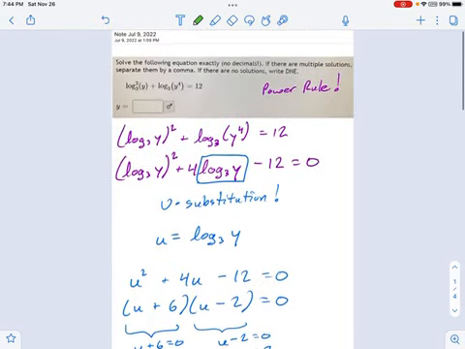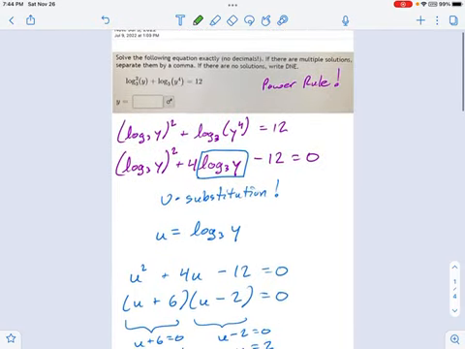The key here is recognizing that this equation we are given is in quadratic form. It's not a quadratic, but it looks like one. So it allows us to do some factoring with u-substitution.